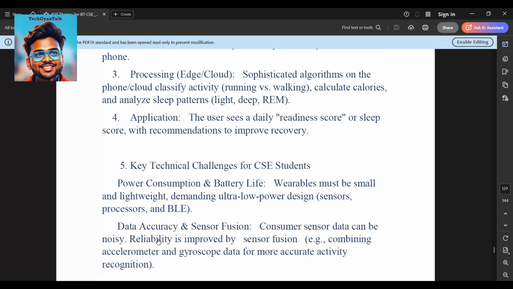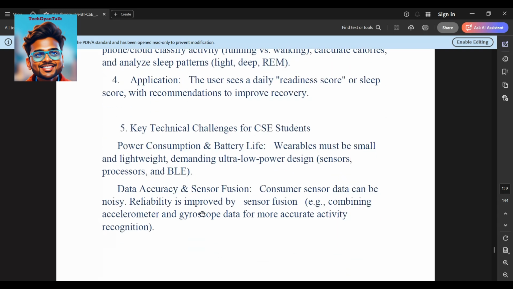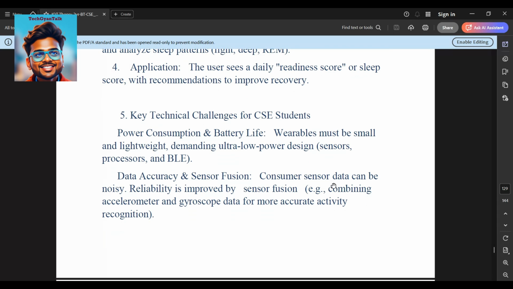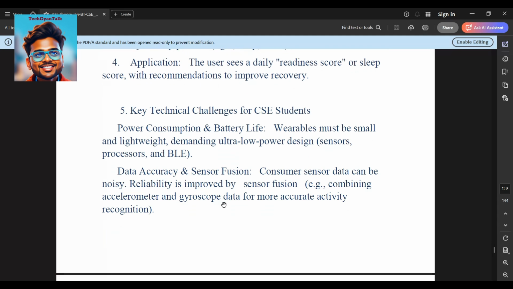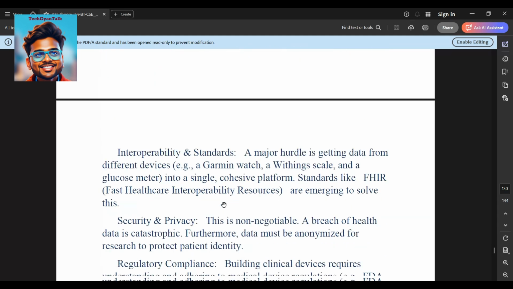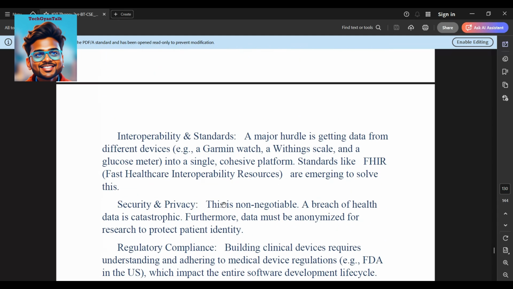Key technical challenges for you as students. Power consumption and battery life: wearables must be small and lightweight, demanding ultra-low-power design of sensors, processors, and BLE. Data accuracy and sensor fusion: consumer sensor data can be noisy, and reliability is improved by sensor fusion, for example combining accelerometer and gyroscope data for more accurate activity evaluation. Interoperability and standards: a major hurdle is getting data from different devices, for example a Garmin watch, a Withings scale, and a glucose meter, into a single cohesive platform. Standards like FHIR, Fast Healthcare Interoperability Resources, are emerging to solve this.